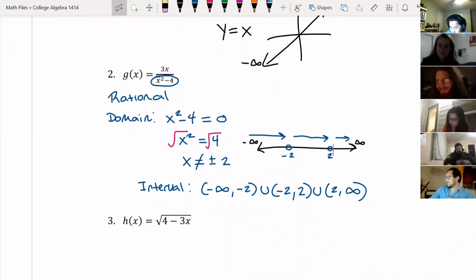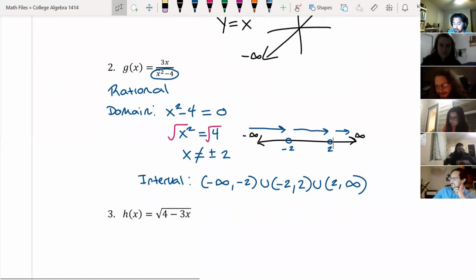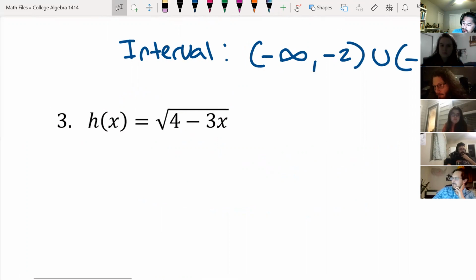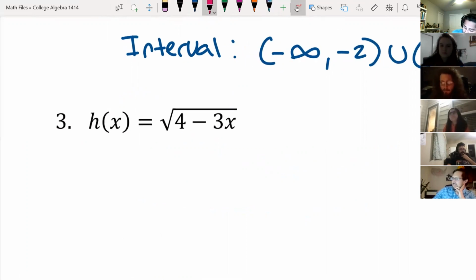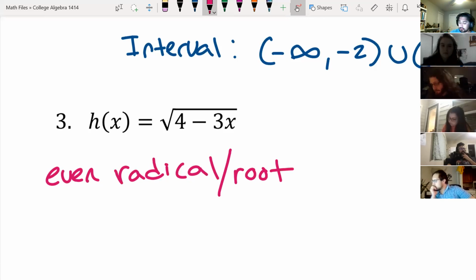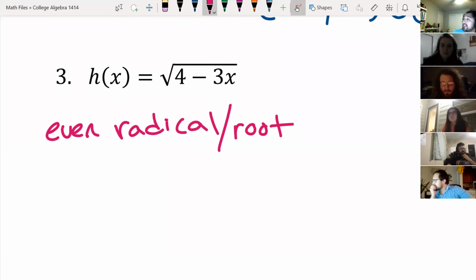Yeah, so that's interval notation, and let's keep going. Number 3. You have the square root of 4 minus 3x. So the type of function we have here is called an even radical function, or an even root function. To find the domain of an even root function, we have to understand some things about even roots. Here we're given the square root.